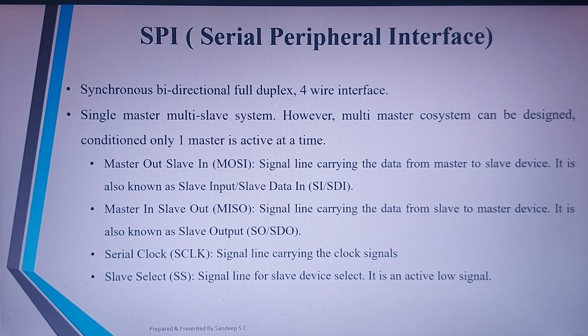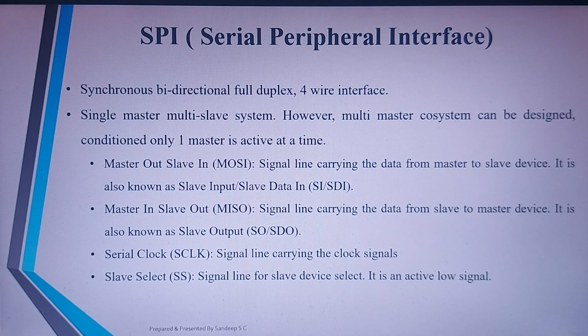Here you will have only one master and we can have multiple slaves. However, a multi-master ecosystem can be designed, but it is a little bit complicated. While designing, we should make sure that only one master is active at a time. Because the protocol does not take care of arbitration, as in the case of I2C, here the developer or designer himself has to take care that any one master is active at a time. If that is confirmed, then multi-master can be designed. Otherwise, SPI will operate with a single master and multiple slaves.